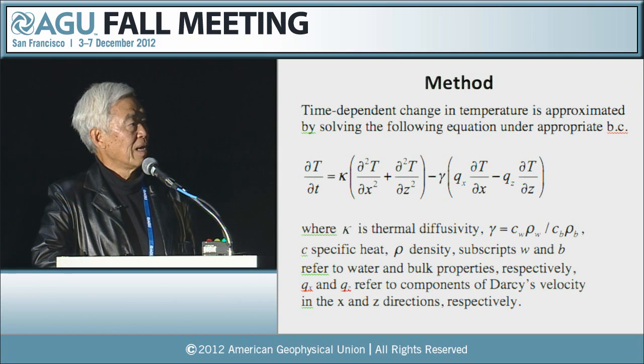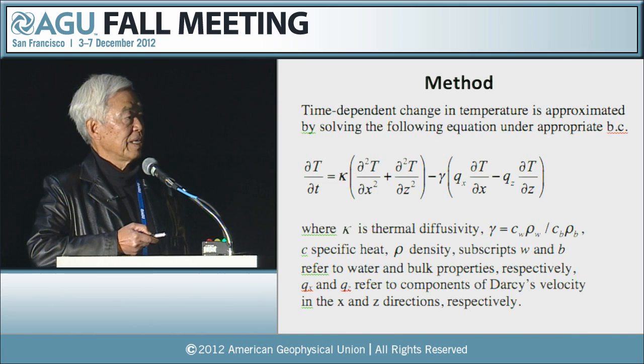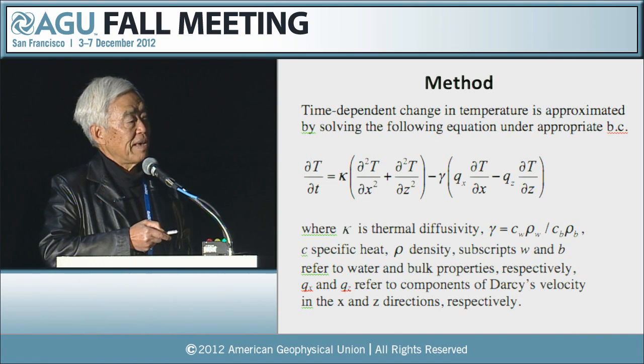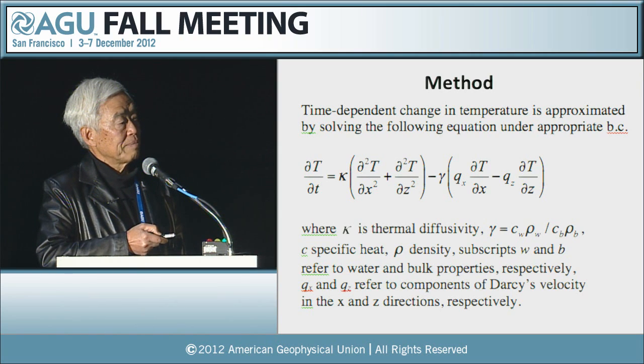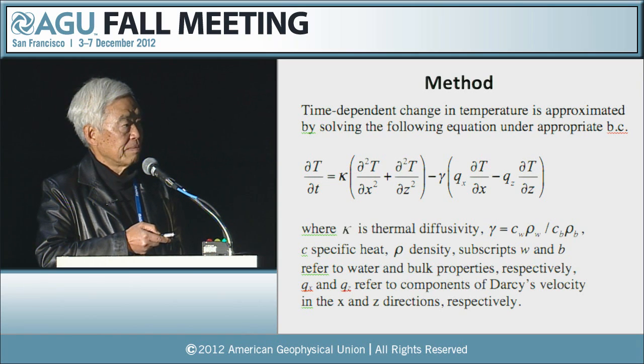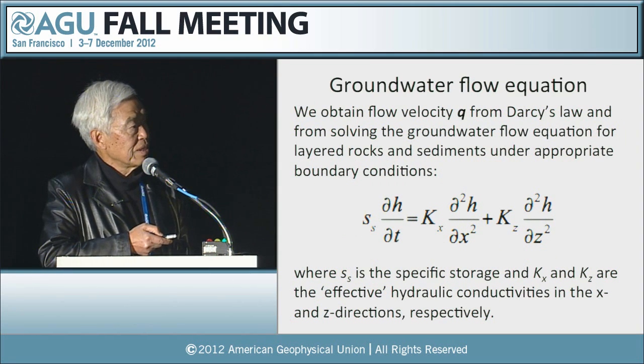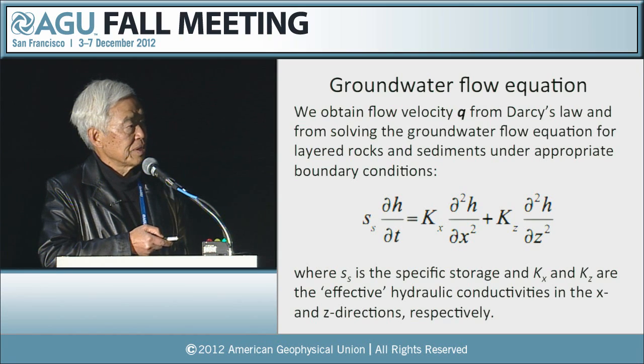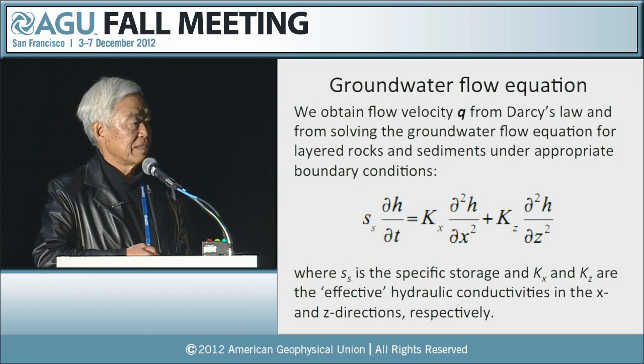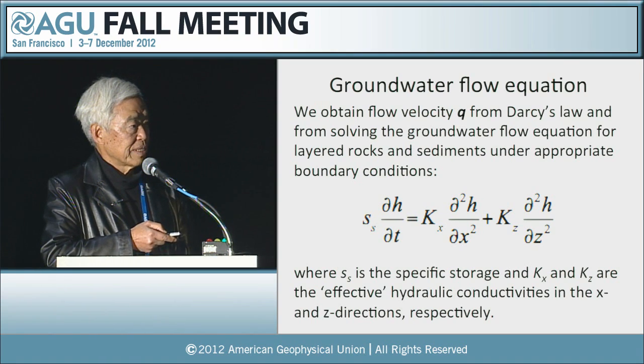We studied the change of temperature using the heat transport equation that includes both the conductive component and the advective component. And here we have Q sub x and Q sub z showing the x and z components of Darcy's flow. To get the Darcy's flow, we use Darcy's law and solve the groundwater flow equations for layered rocks. And here, K sub x and K sub z are the effective hydraulic conductivities of the layered rocks in the sedimentary basin.